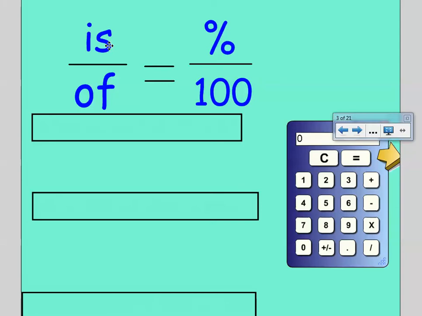So is over of equals percent over 100 are the keywords that we're going to be looking for in our problems. Remember, is stands for the part, so also add that word in, and of stands for the whole. So you should have those words written down right now on the top of your paper. Pause the video if you need to finish writing those down, because we're going to start solving those three problems that you see on your paper right now.